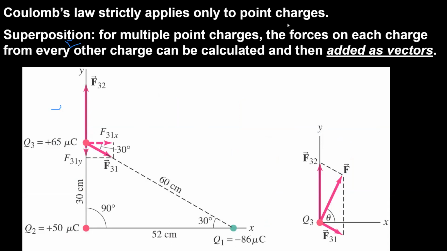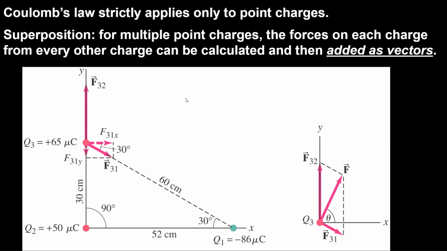Now, Coulomb's law is for point charge problems. So basically, it's if you're given certain charges and you are trying to find the forces in between these objects. Note that if you have multiple point charges, the net force is basically the forces on each charge from every other charge. You calculate those, then you add those up as vectors.